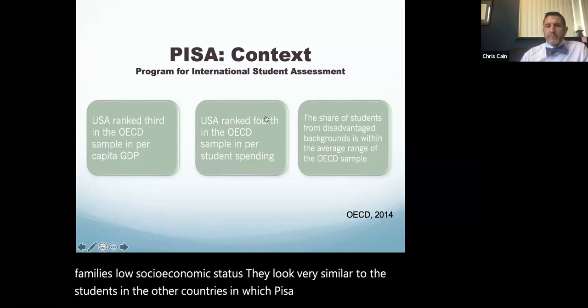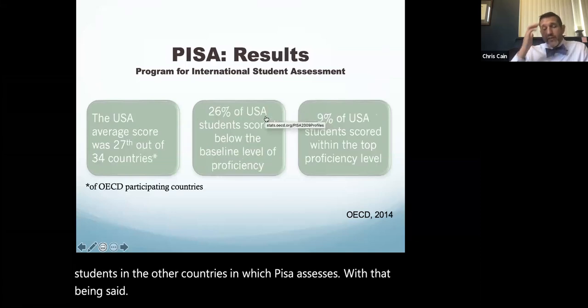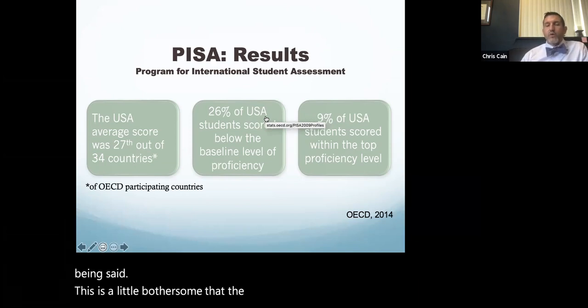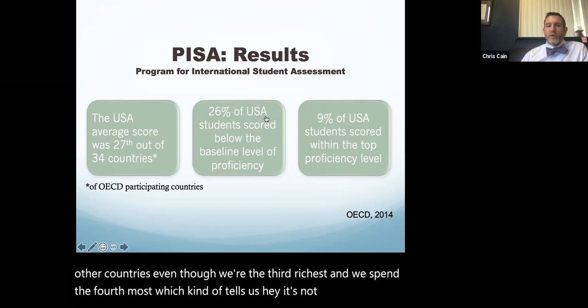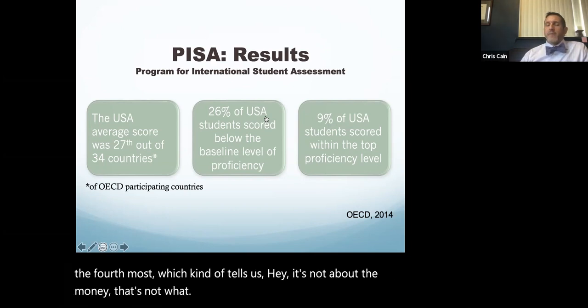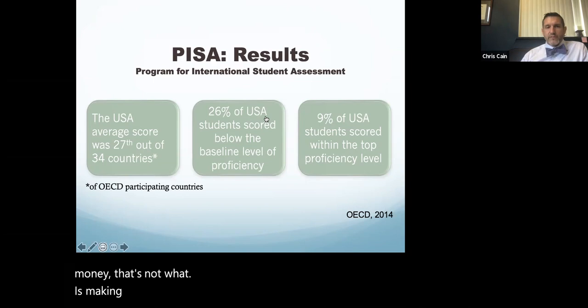With that being said, this is a little bothersome: the US average score was 27th out of 34 countries, meaning that we are falling behind a lot of these other countries, even though we're the third richest and we spend the fourth most, which kind of tells us, hey, it's not about the money. That's not what is making the difference for these other countries.